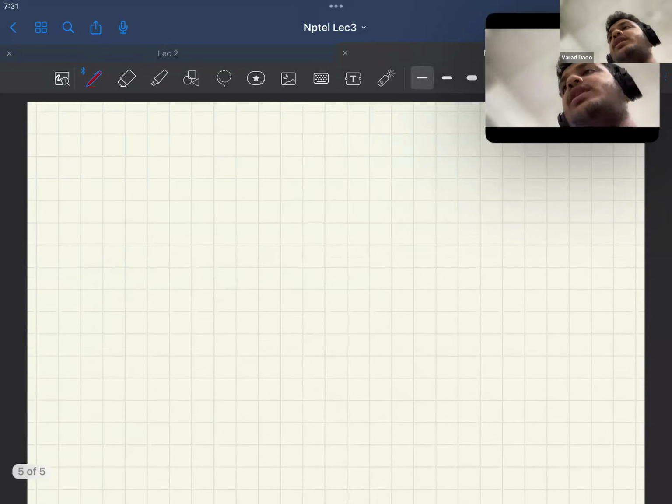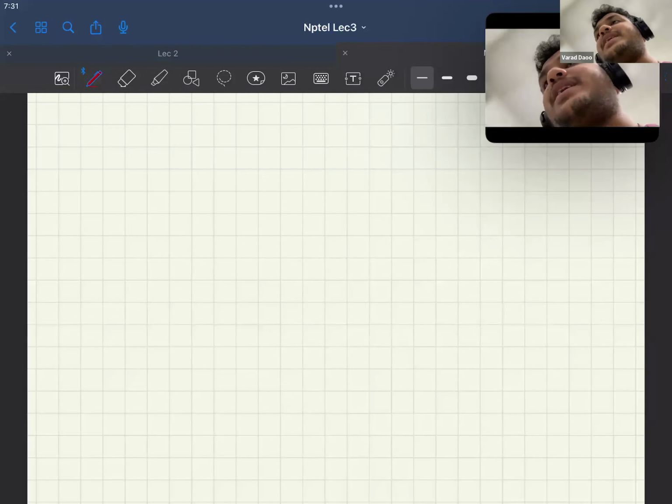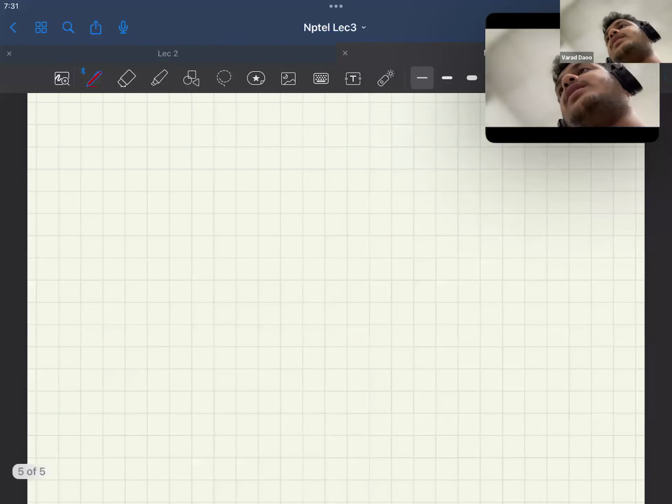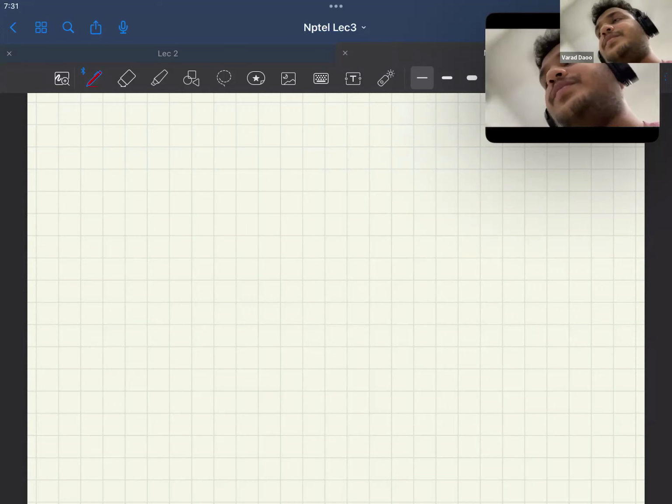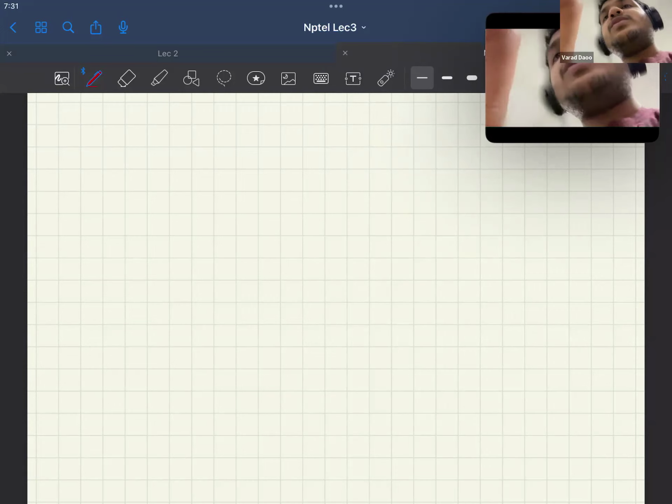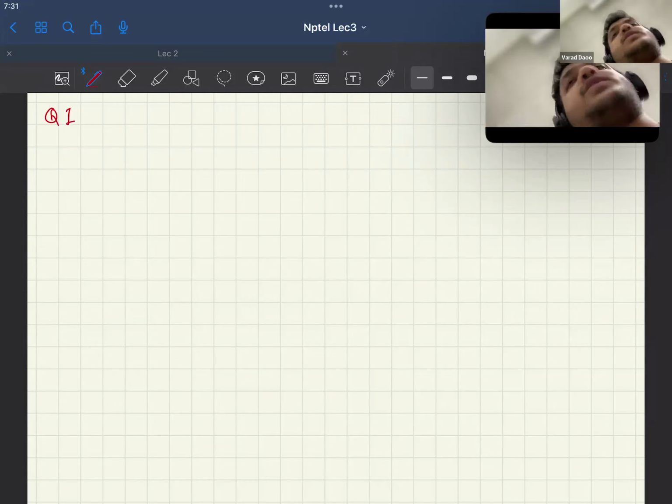So the next question is somewhat mathematical. Try to first understand the question as I write this down, and then try to solve it. It is very important for you to first understand it. So question number two.